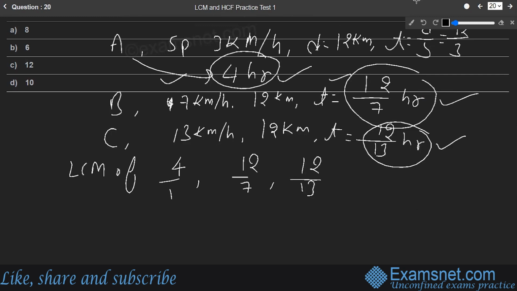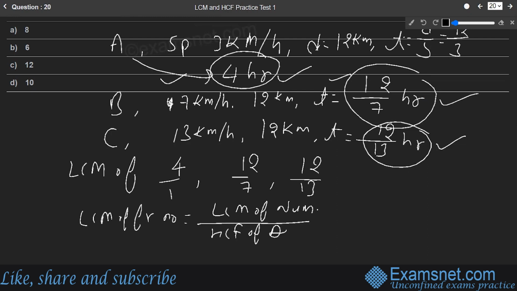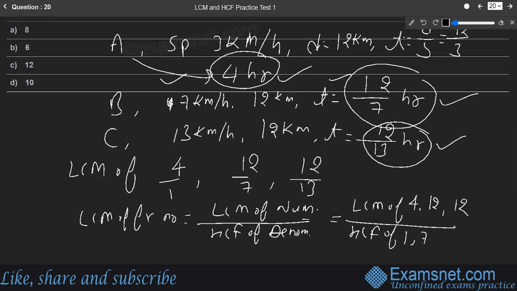So how can we find out the LCM of fractional numbers? There's a formula for finding the LCM of fractional numbers. LCM of fractional numbers can be found by the LCM of the numerators of all the numbers divided by the HCF of the denominators of all the numbers. That is the formula. LCM of numerators is the LCM of 4, 12, and 12. On the denominator side, we have to find the HCF of 1, 7, and 13.